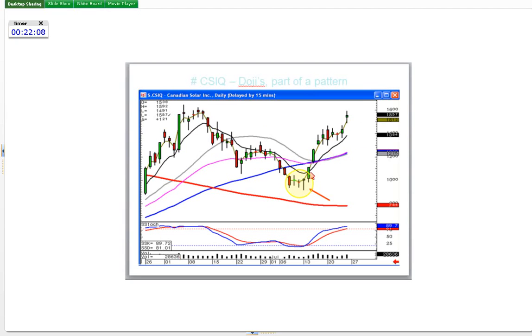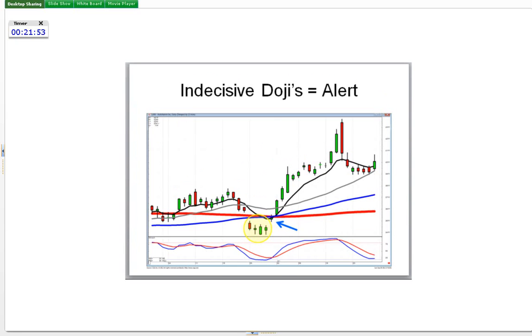Doji, doji, doji. Close above the T-line. Then they gap it open the next day, got a candlestick reversal signal, and they gap it up through where? Through this downtrending resistance. That tells me I've got a strong upside.